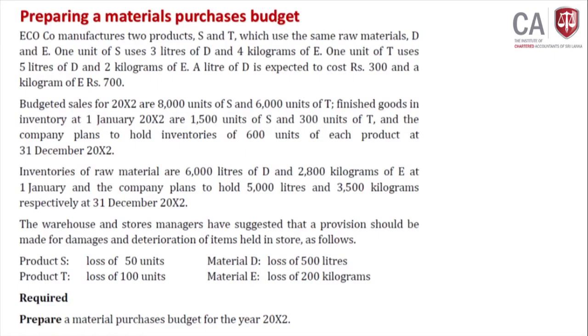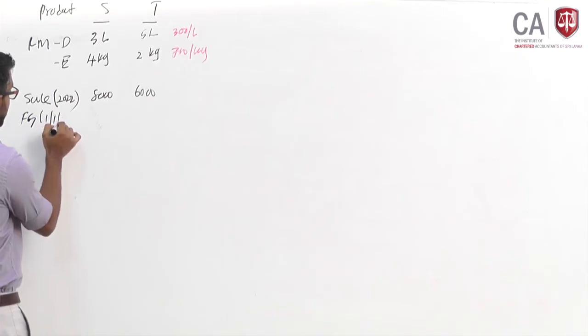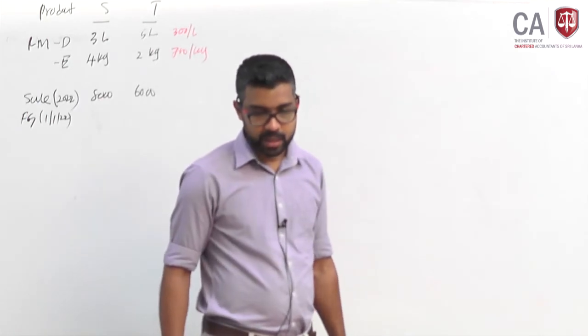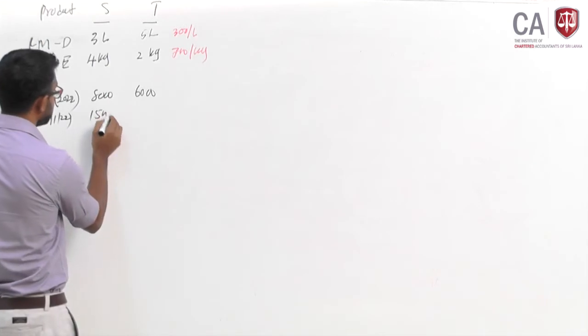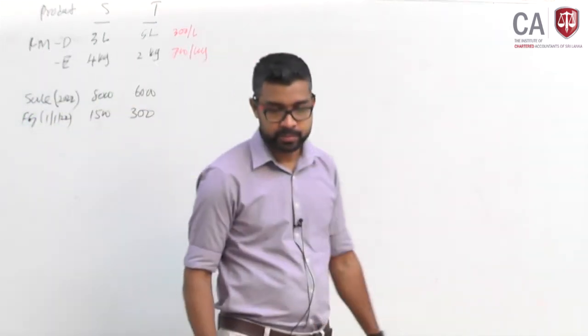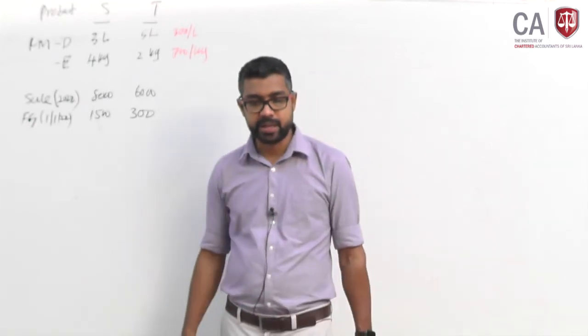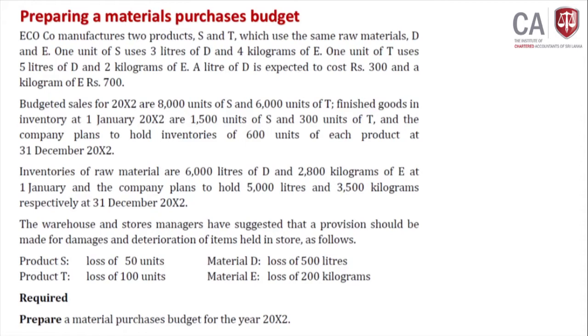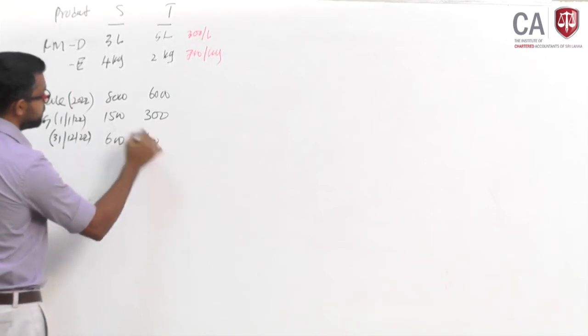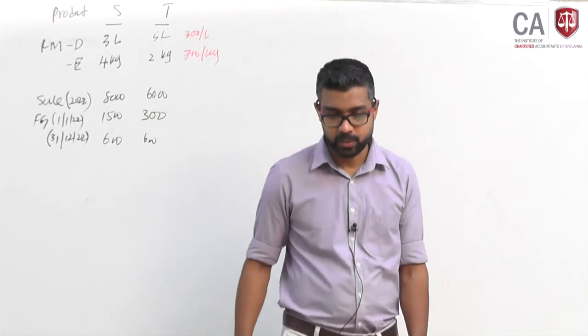Finished goods in inventory on 1st January 2022 are 1,500 units of S and 300 units of T. The company plans to hold inventory of 600 of each product at 31st December 2022. Let's summarize the information we have.